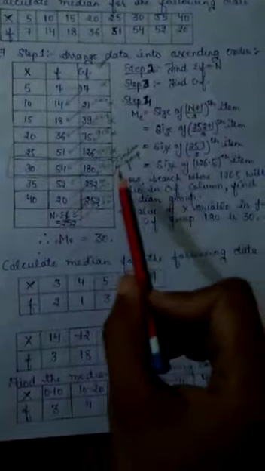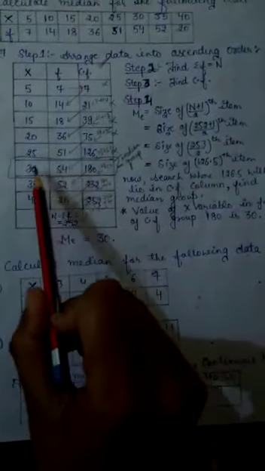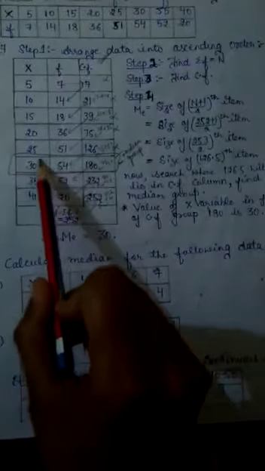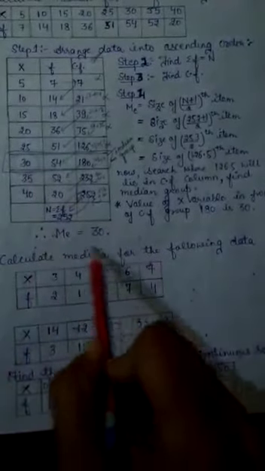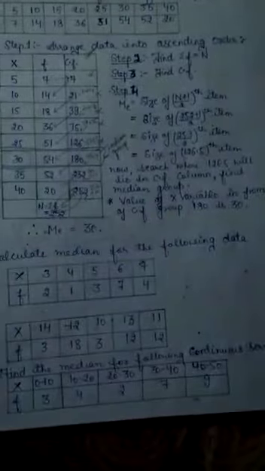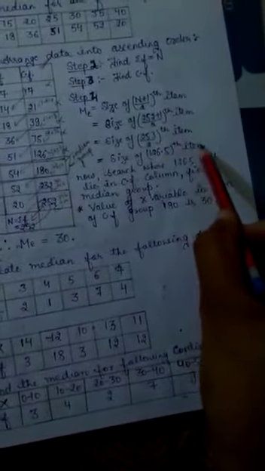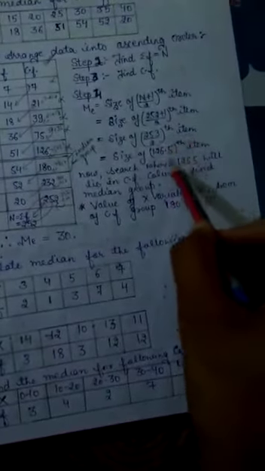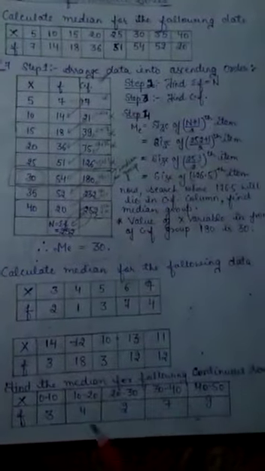Now after choosing the median group, you are seeing that in this column 30 is your variable, that is x, and that will be your median. It is very important to check where this size will exist in the CF column, where this size will exist in the CF column. So this I have told you.